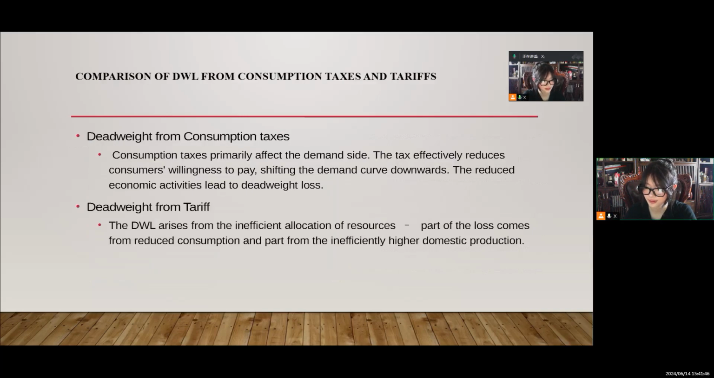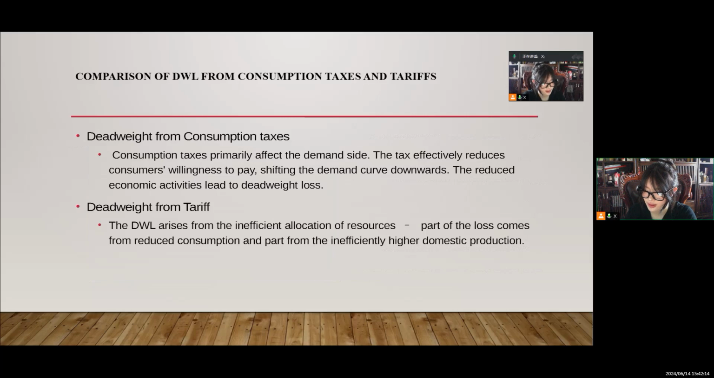Now let us compare. Similar to consumption tax, tariffs also create a deadweight loss. However, the nature of the DWL differs. Consumption taxes primarily affect the demand side. The tax effectively reduces consumer willingness to pay, shifting the demand curve downwards. They reduce economic activity, leading to deadweight loss.